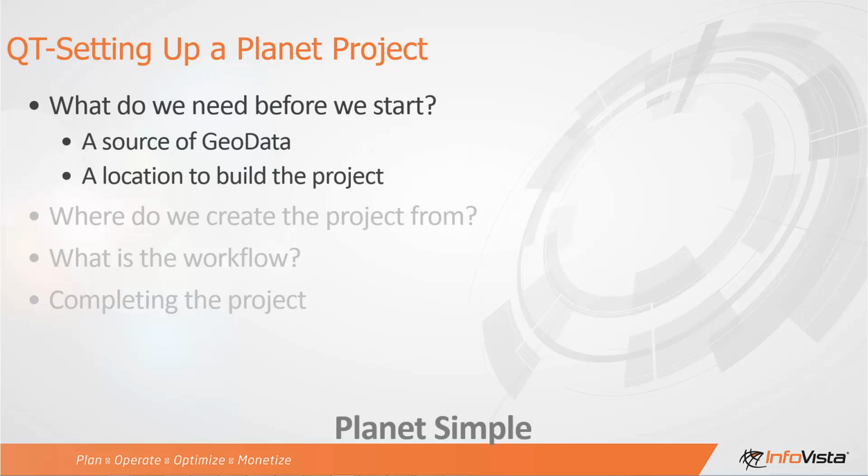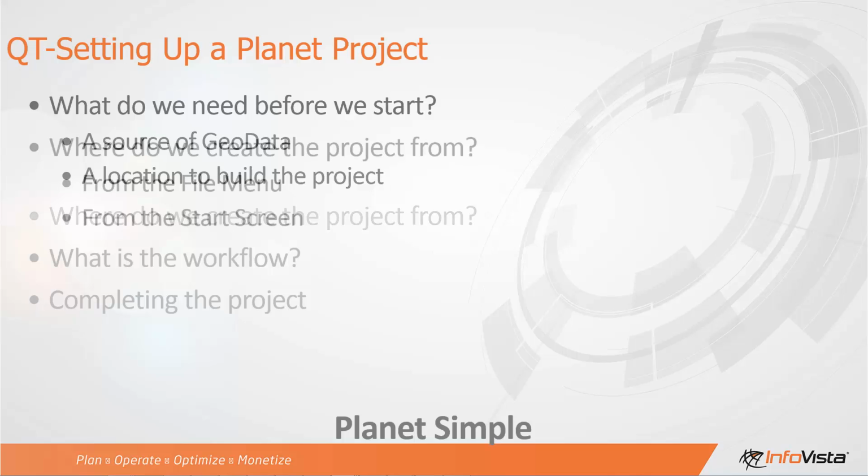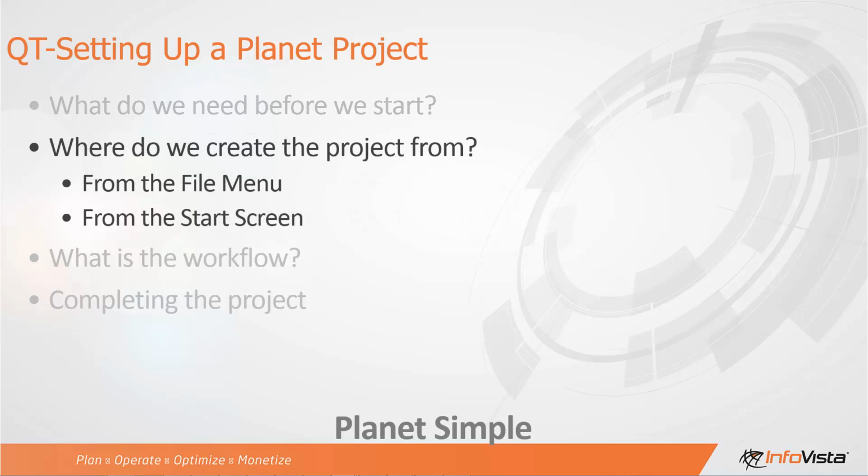Before we start, we need a source of geodata, which must be in the MapInfo Vertical Mapper format, GRD and GRC. We also need a location on our C or D drive, a local drive, to build the project. Where do we create the project from? There are two locations we can create the project from, either the file menu or directly from the start screen.